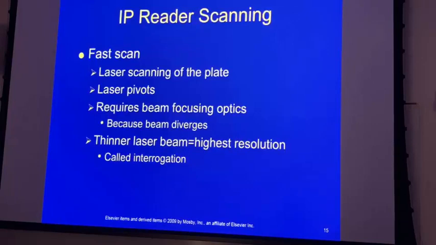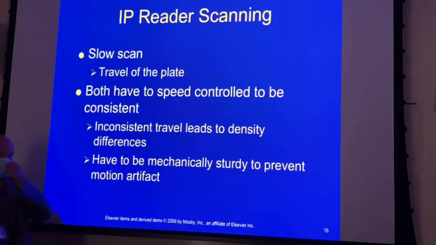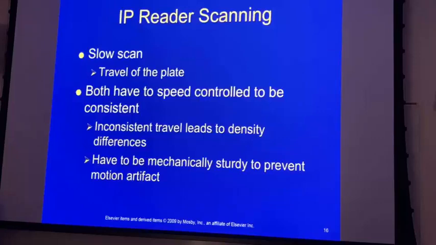So a thinner layer gives us the highest resolution. That's what we'll call interrogation. Interrogation is just the selection of each one of those phosphors to release its metastability, or as much as it can. The slow scan had to be consistent as well, but both of them have to be mechanically sturdy, stable, so that you don't introduce some sort of motion artifact.